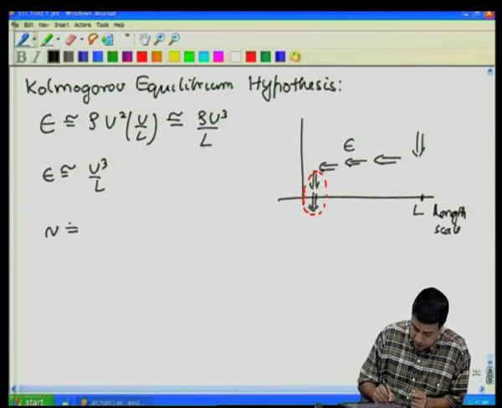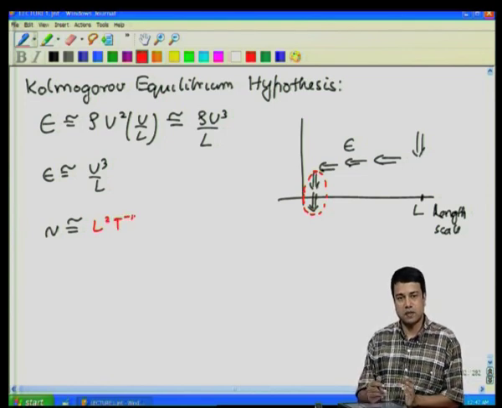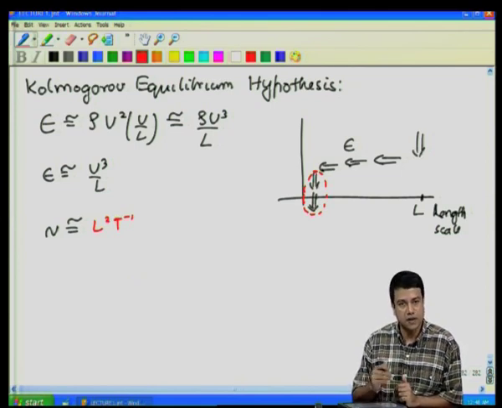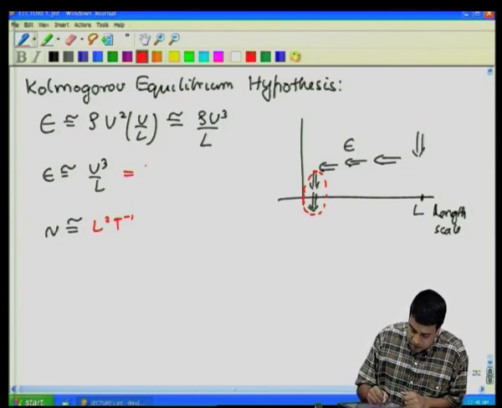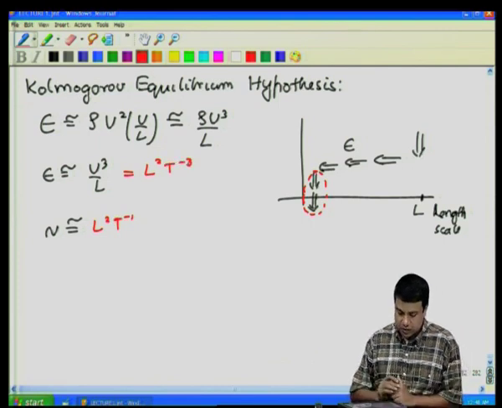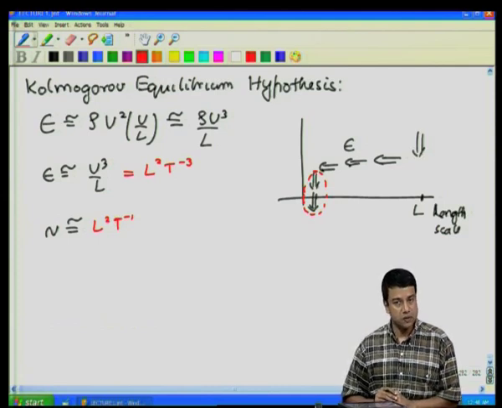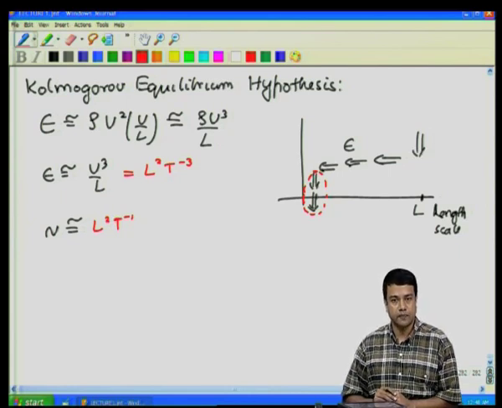This has dimensions of length square time inverse. I could have worked with the viscosity, of course, I just multiplied this by the density, but since I define epsilon without a density, I will define the kinematic viscosity also without the density. So, epsilon has dimensions of length square t power minus 3, nu has dimensions of length square t inverse, and these are the only two things that the microscopic length, time and velocity scales can depend upon.